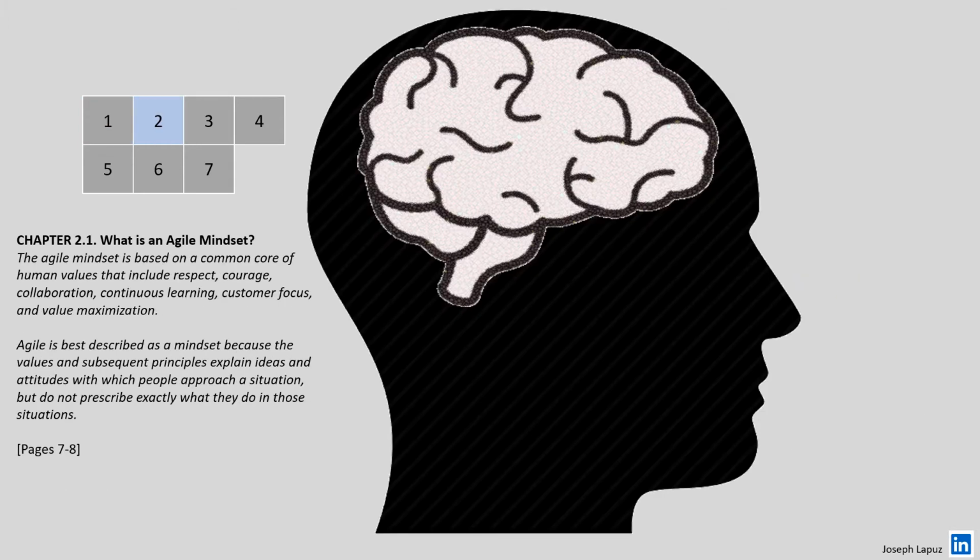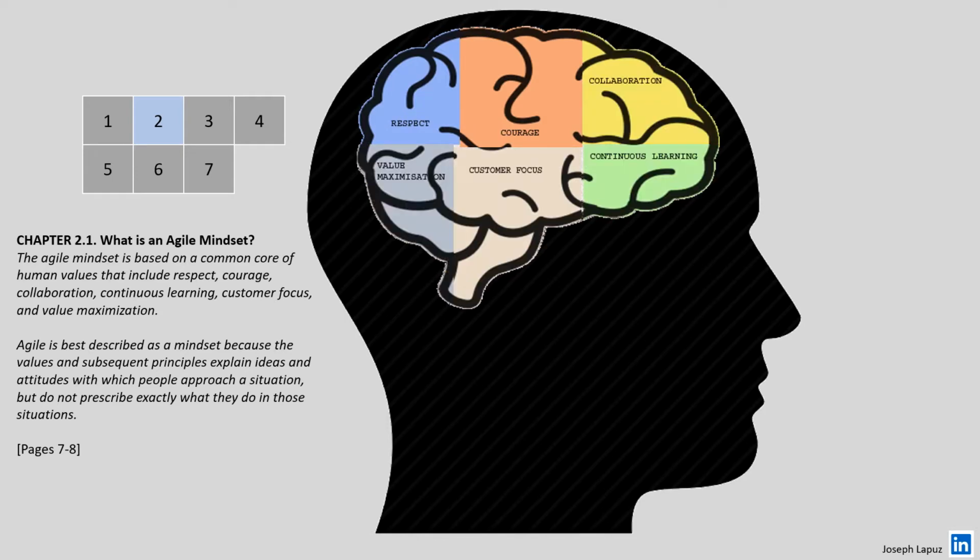Chapter 2.1 What is an agile mindset? The agile mindset is based on a common core of human values that include respect, courage, collaboration, continuous learning, customer focus, and value maximization. Agile is best described as a mindset because the values and subsequent principles explain ideas and attitudes with which people approach a situation, but do not prescribe exactly what they do in those situations.